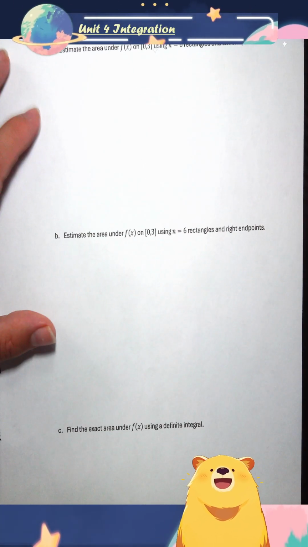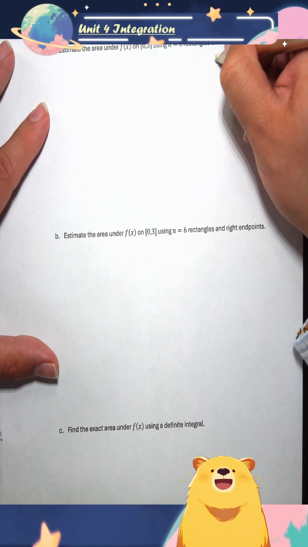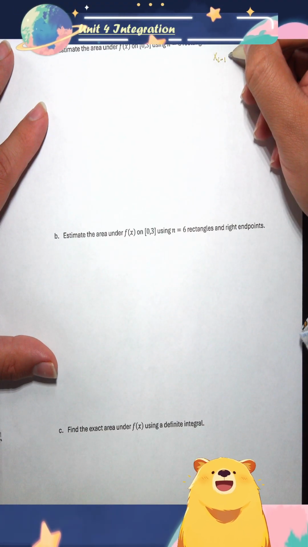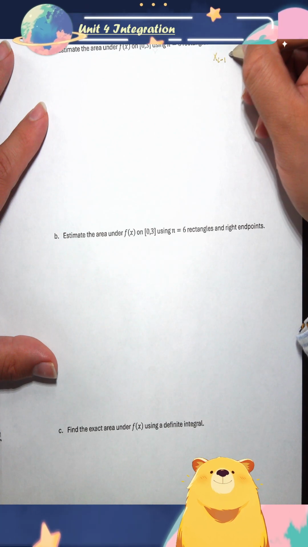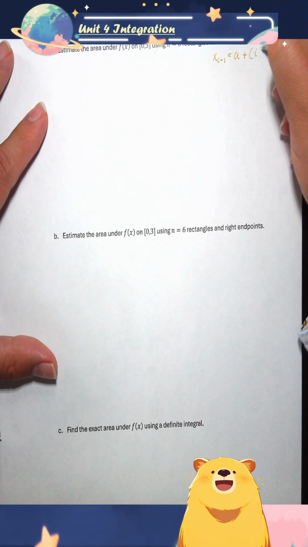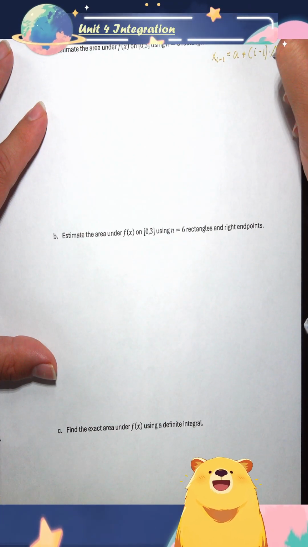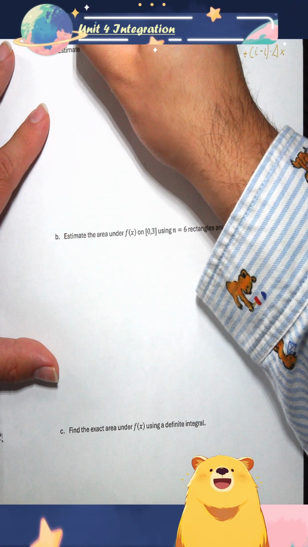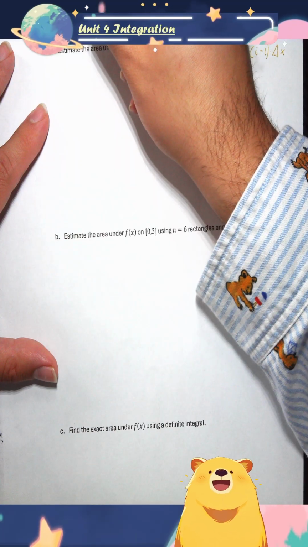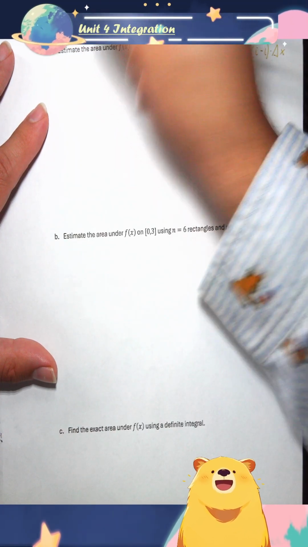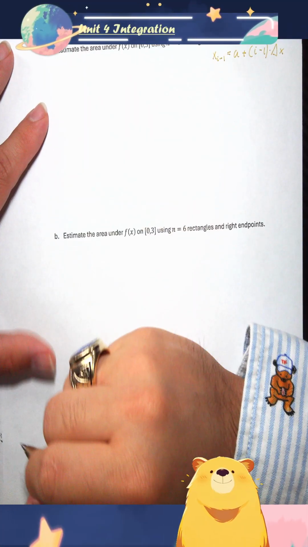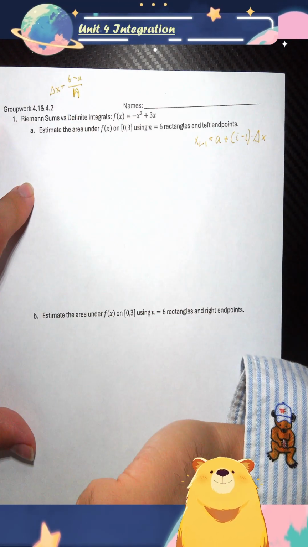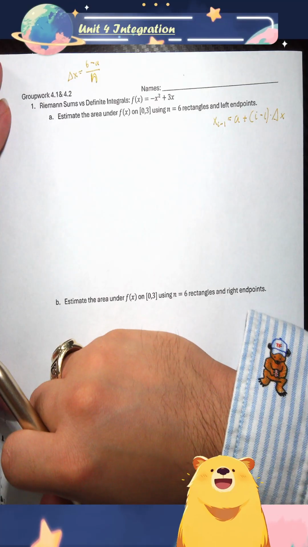rectangles and left endpoints. So recall for the left endpoint notation, x subscript i minus 1 is equal to a plus i minus 1 times that change of x. And that change of x, that x width, whatever you want to call it, is defined from your ending point minus your starting point over however many rectangles you want. Okay, all right, so let's go ahead and start off.